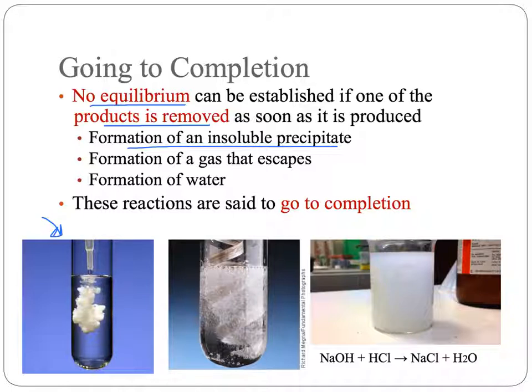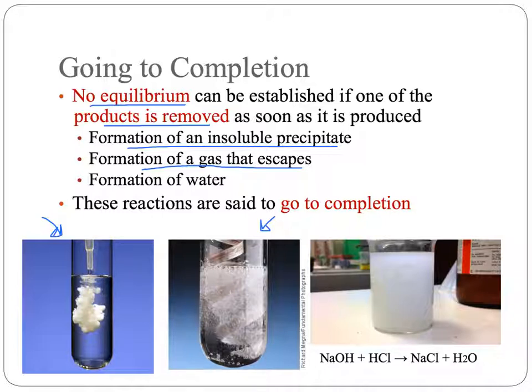The second way a reaction can go to completion is that it forms a gas that then escapes. So if it's not a closed system and a reaction makes a gas, that gas can then expand and move its way into the outside environment and disappear out of the solution. So in our second picture, we've got a strip of magnesium that's placed in an acid, and it's making hydrogen gas by loaning some electrons to the hydrogen ions in that acid. So then the hydrogen gas is escaping the test tube, not to be available for reverse reaction.